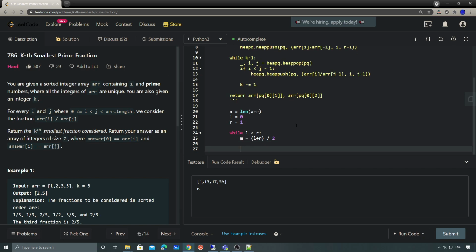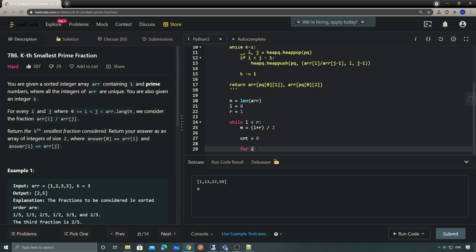So for the count, let me try to finish the main loop of the binary search solution, and then I will add the logic to maintain that pair, the one closest to this middle point here. So we have a count equal to 0, and in range n minus 1.